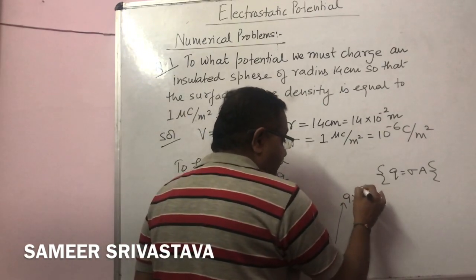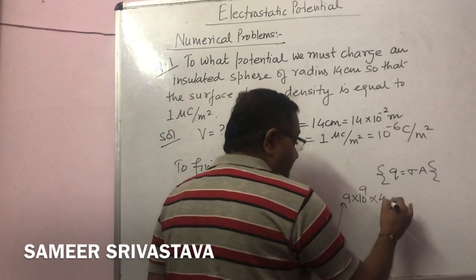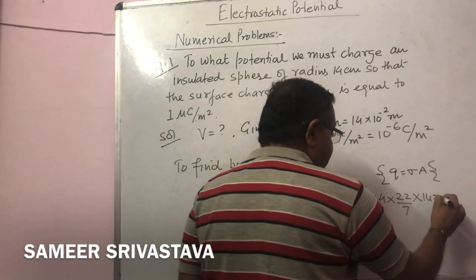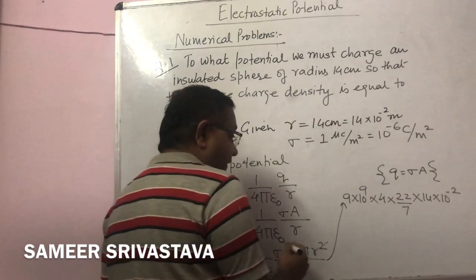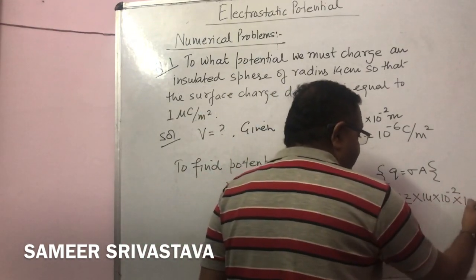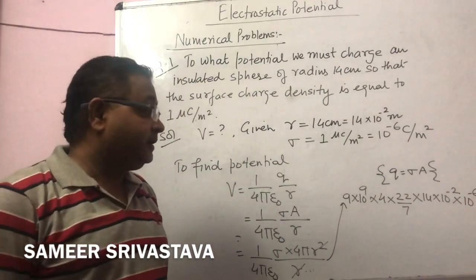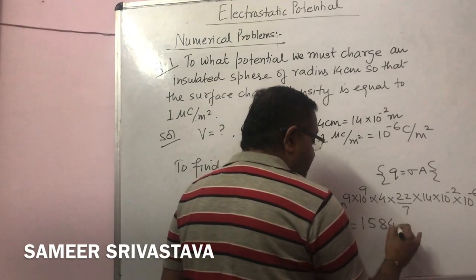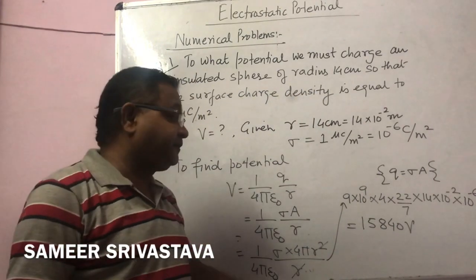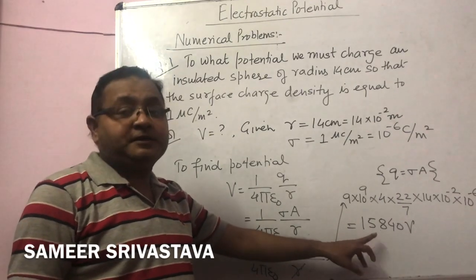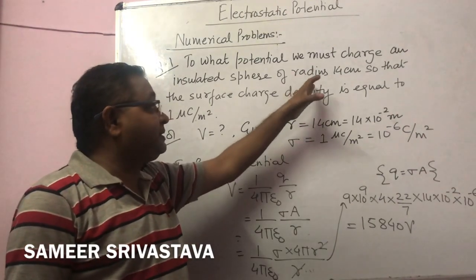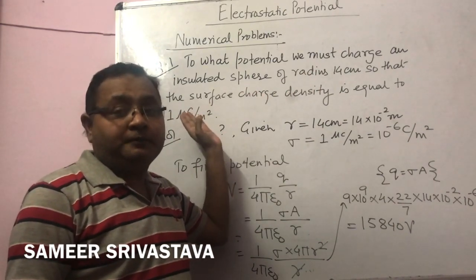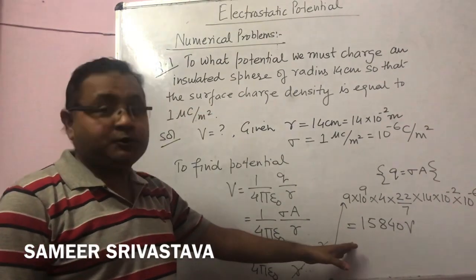Now after substituting the values, 9 into 10 to the power 9 multiplied by 4 multiplied by 22 by 7 multiplied by 14 into 10 to the power minus 2 multiplied by sigma, that is 10 to the power minus 6. Okay. Now after solving we get the result 15840 volt. This much voltage is produced to charge a sphere to produce the surface charge density of 1 microcoulomb per meter square. Okay, please note down.